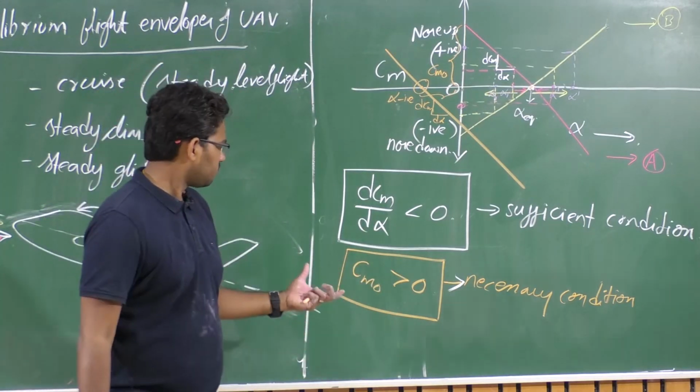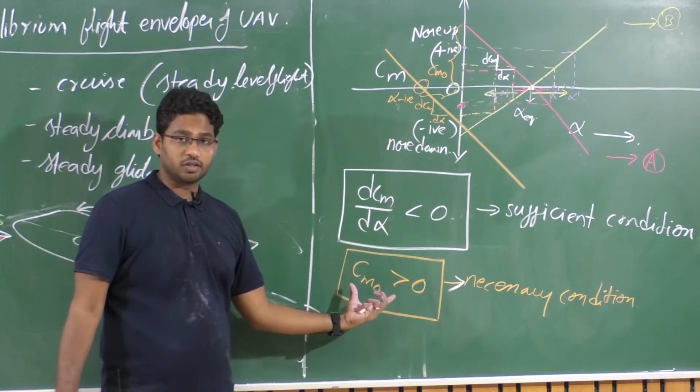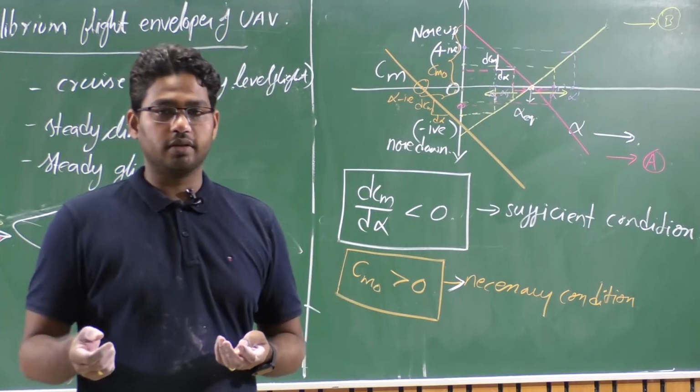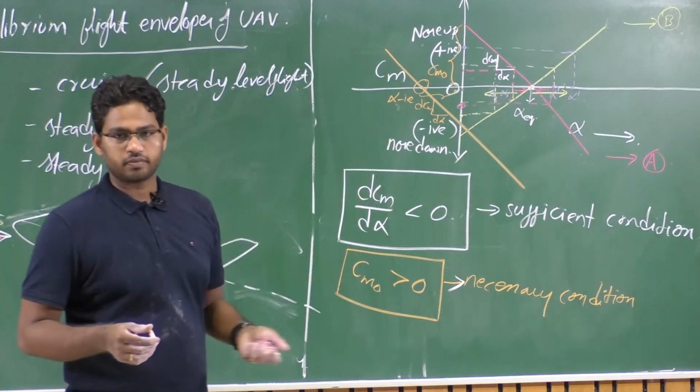Okay. But even if Cm alpha is less than 0, if you have Cm naught less than 0, you may not be able to fly the aircraft. You have to trim at negative angles of attack. At negative angles of attack, you will try to reach towards CL0. You don't have lift, right?